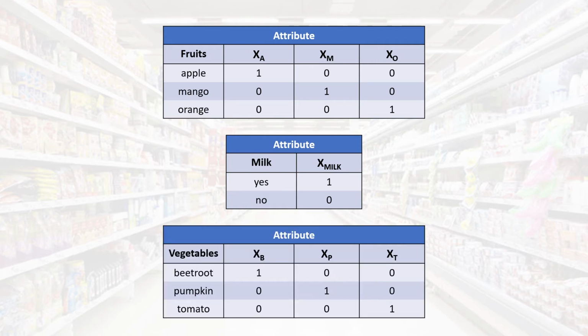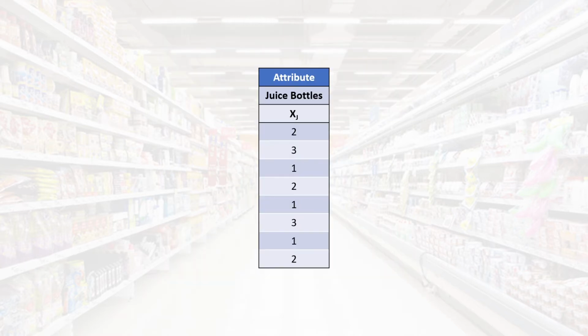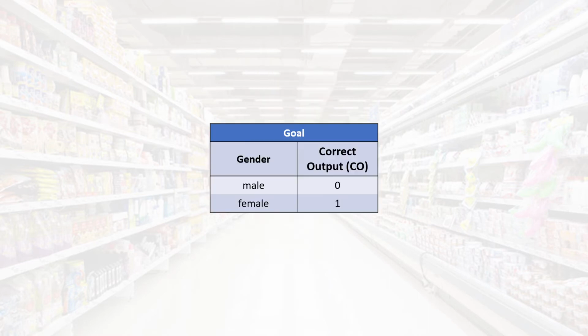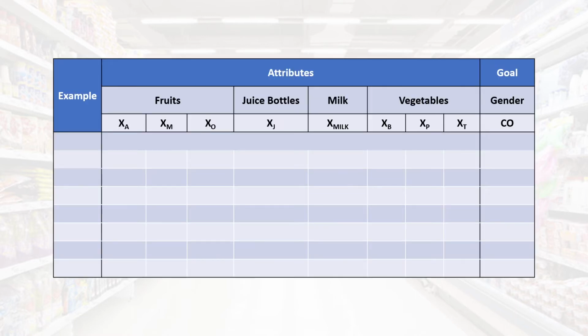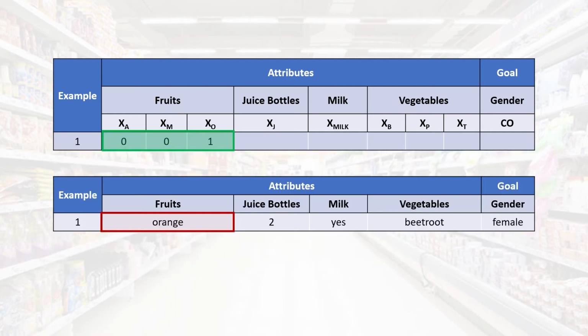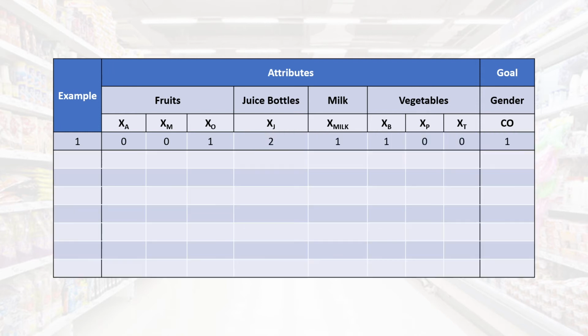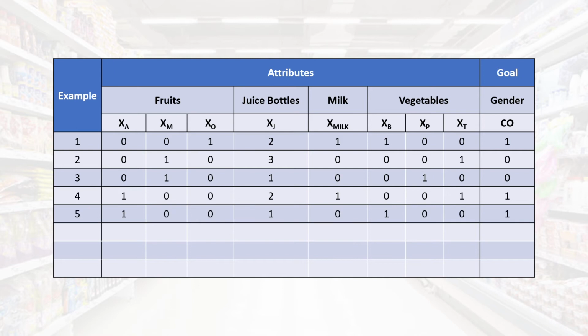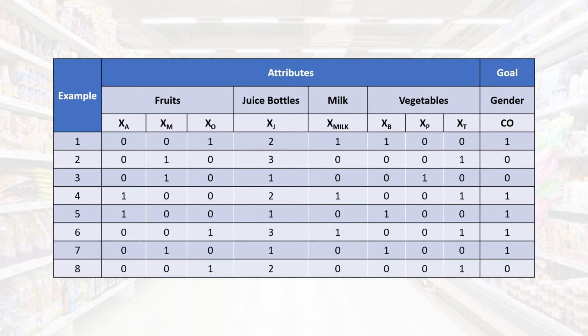Let's use this scheme to encode the examples. The values of the attribute juice bottles can directly serve as input xj since they are already numeric. For the goal, gender 1 represents female and 0 represents male. This table setup will help us to transform the examples. Here, CO denotes the correct output. First example, we got orange, 2 juice bottles, milk, beetroot, and the buyer is female. Likewise, we can transform all the remaining 7 examples. Finally, our data is ready to crunch.